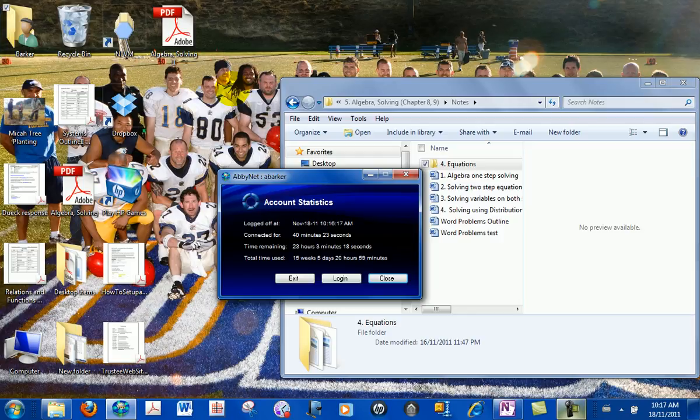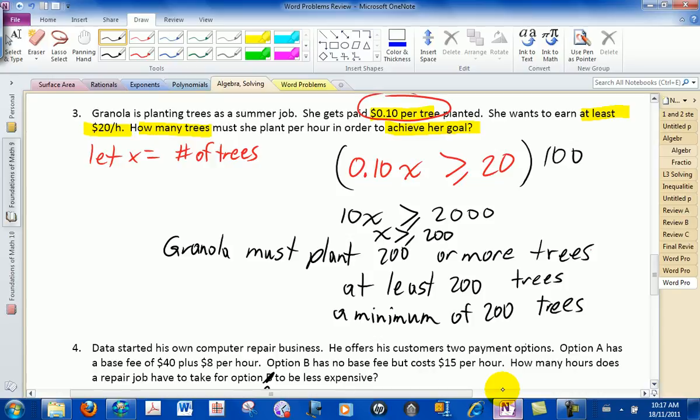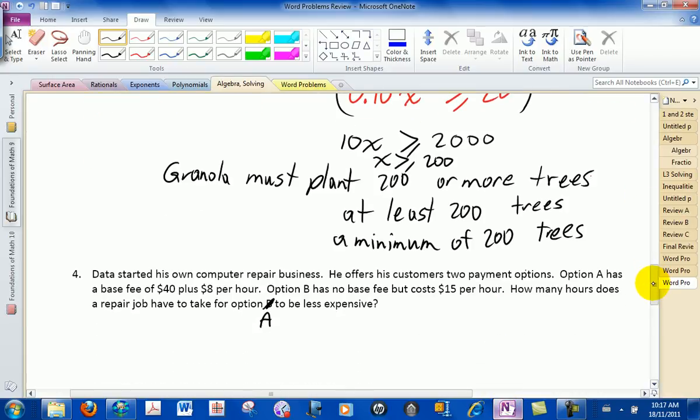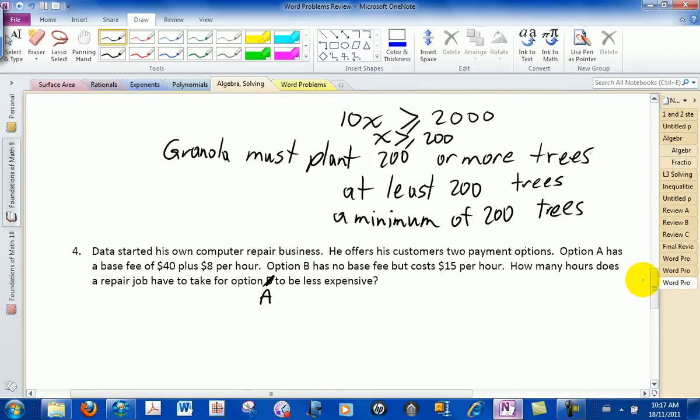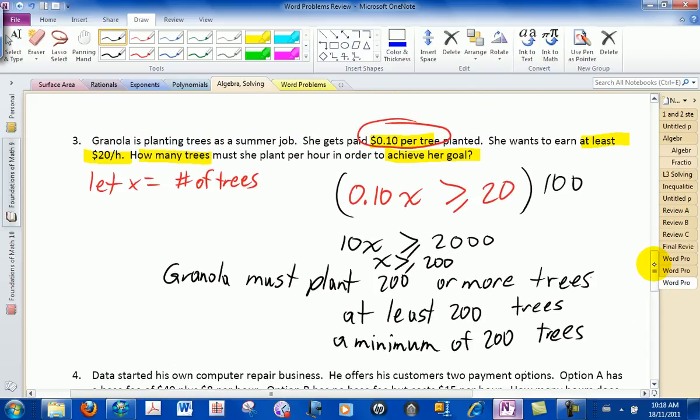Let's start there. Okay, so at least 200 trees. There we go, that's more reasonable. 2,000 trees an hour? Yep. So could we have just done everything by 10 instead of 100? Exactly, right? So in order to just move one decimal to get 1x, we should multiply just by 10.